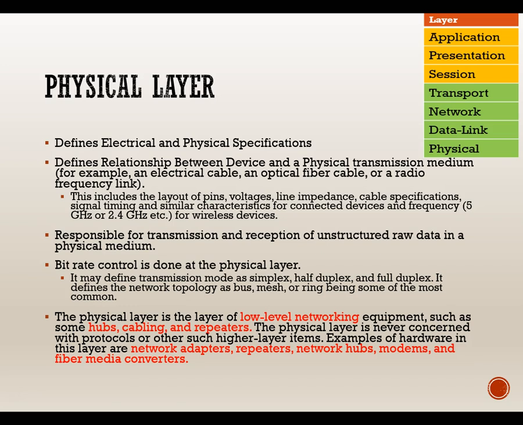Bit rate control is done at the physical layer. May define the transmission mode as simplex, half duplex, or full duplex. Simplex is broadcast mode. Simplex is one-way communication, so that we broadcast much like a radio station, for instance, or a television station. Half duplex means that we can transmit and receive, but we can only do one at a time.